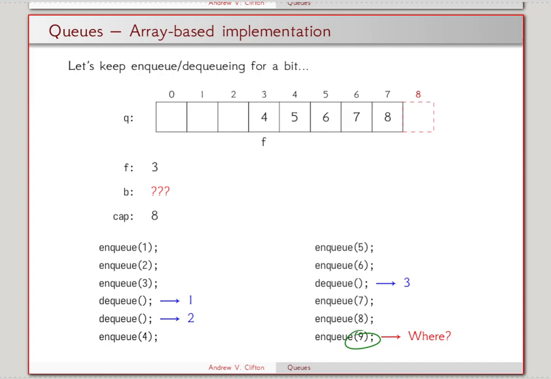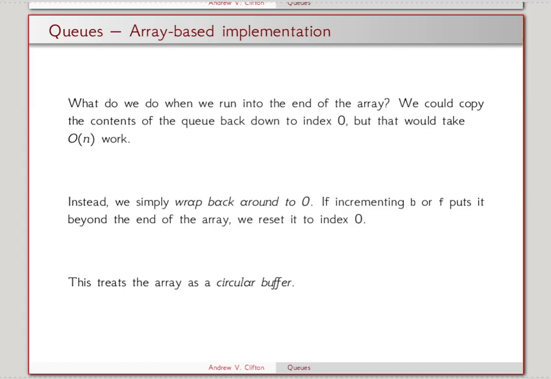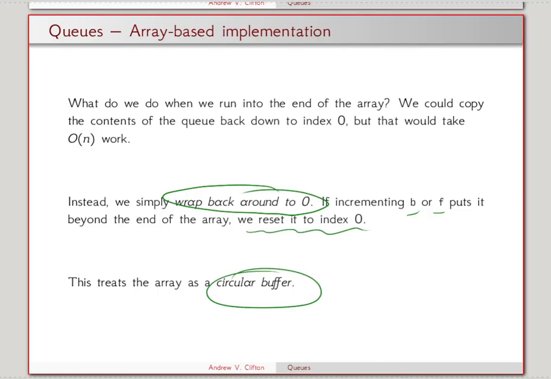So the trick is pretty simple. When we need to go beyond the end of the array, we just wrap back around to the beginning. The available space is back at 0. So if we increment B or F, and that goes beyond the end of the array, we just reset it back to index 0. This is called a circular buffer. We're basically pretending that if you go off the end of the array, you wrap back around to the beginning.